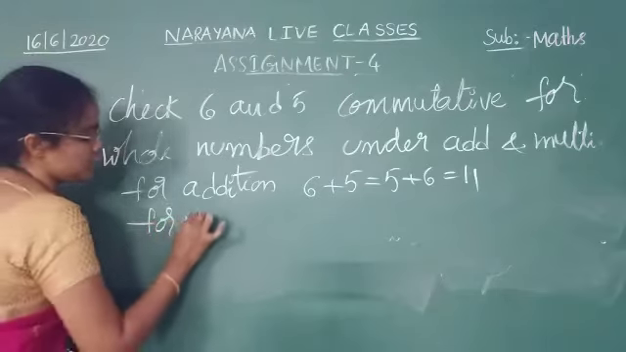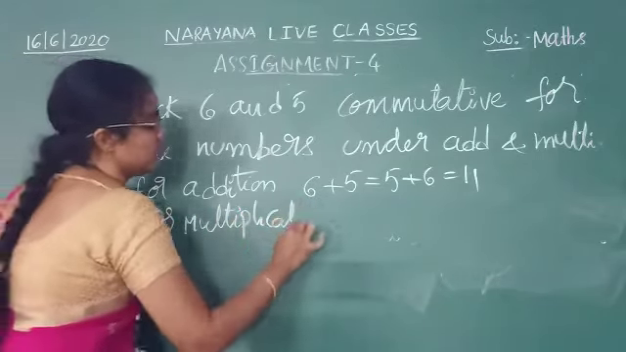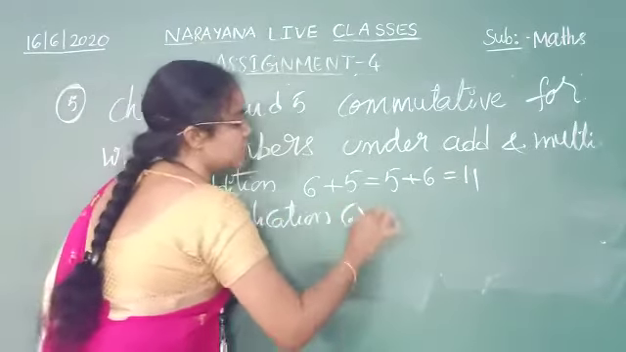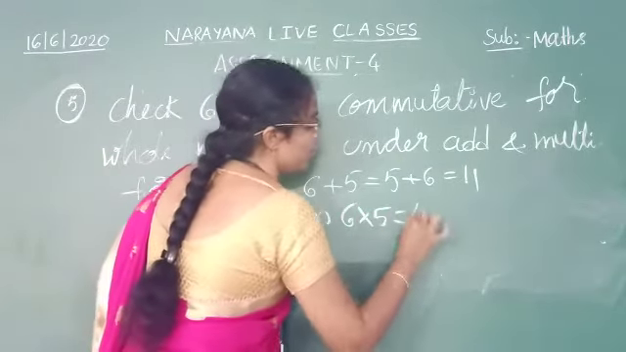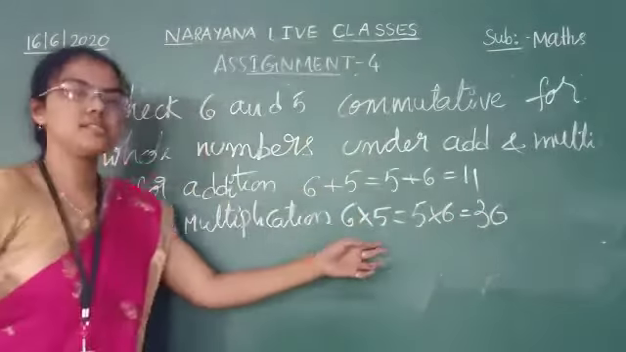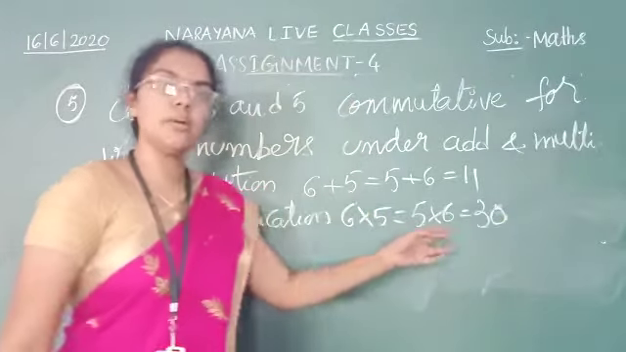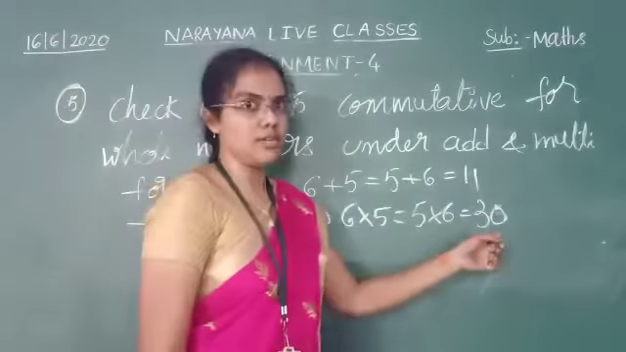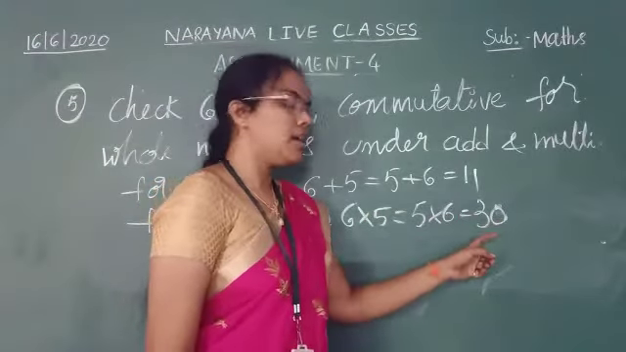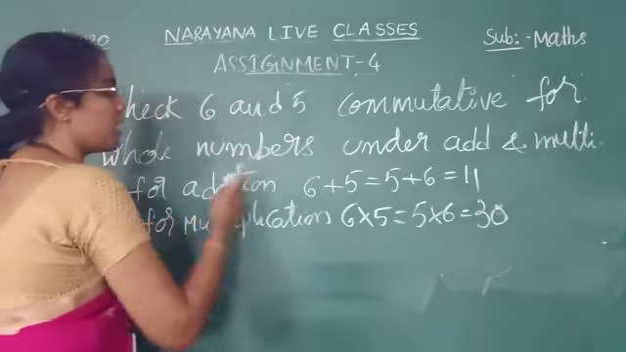For multiplication, 6 into 5 is equal to 5 into 6 is equal to 30. So a into b is equal to b into a. The resultant value is 30. This is the commutative property under multiplication. So the commutative property of whole numbers under addition and multiplication is satisfied.